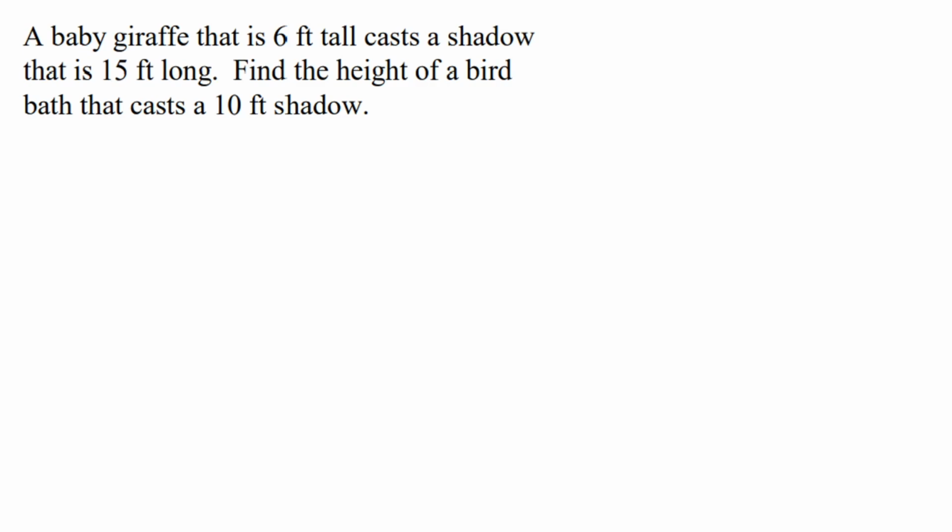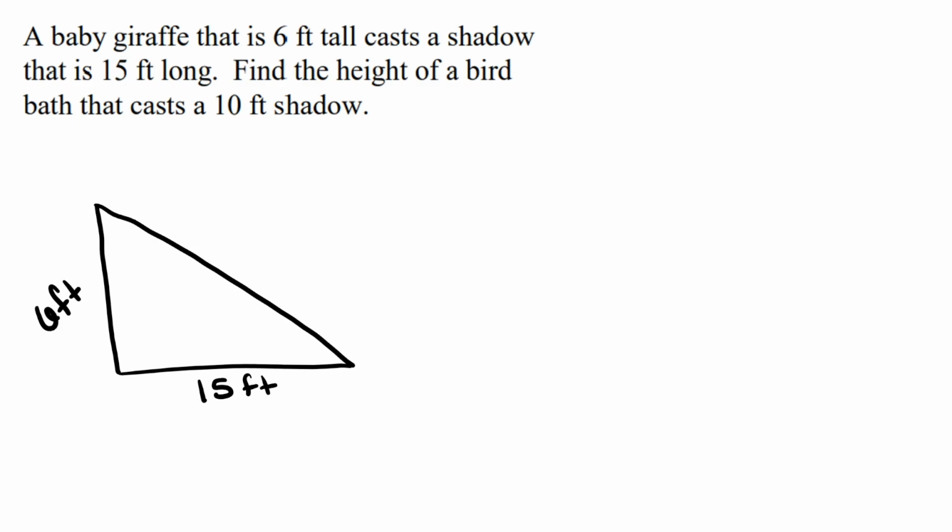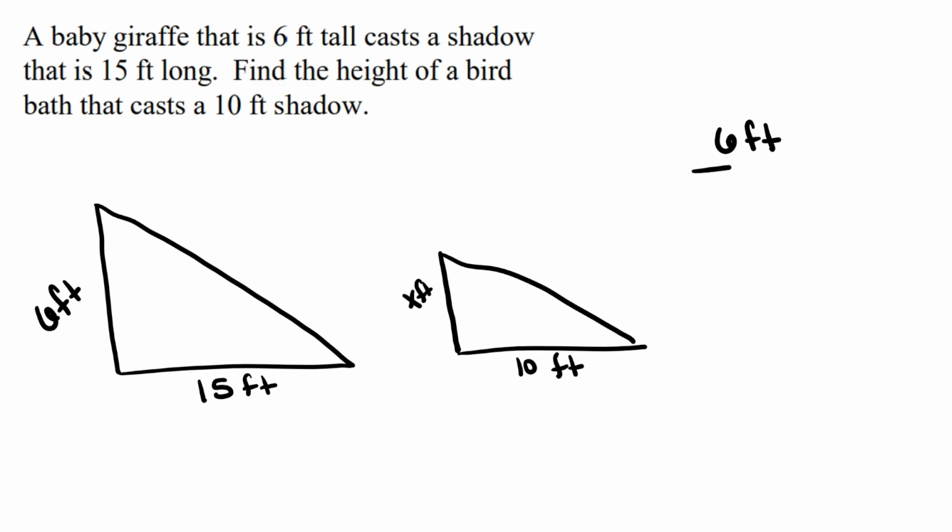And last, we have a baby giraffe that is 6 feet tall casts a shadow that is 15 feet long. Find the height of a bird bath that casts a 10-foot shadow. So we have a giraffe that's 6 feet tall, and it casts a 15-foot shadow. Our bird bath, we don't know how tall it is, but we know that it casts a 10-foot shadow. So let's set up a proportion. 6 foot tall, 15-foot shadow equals x feet tall and a 10-foot shadow.